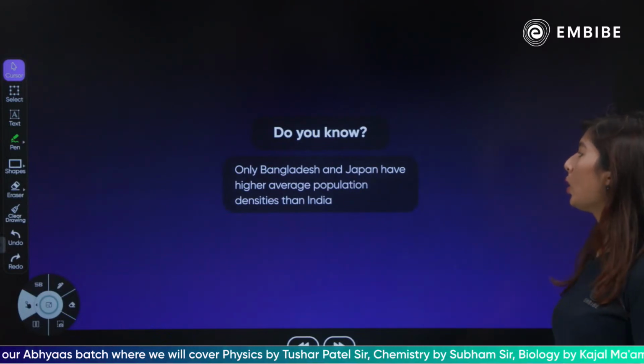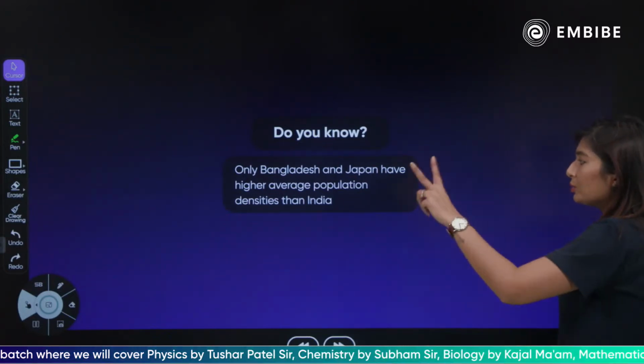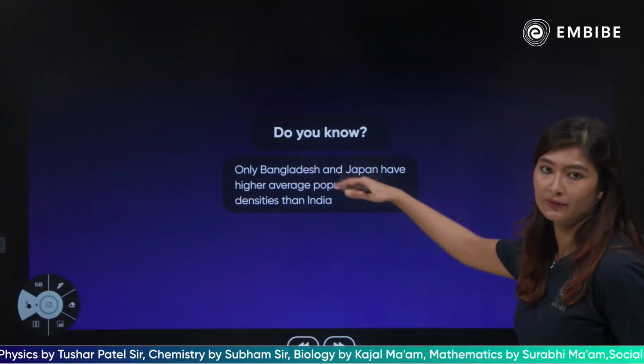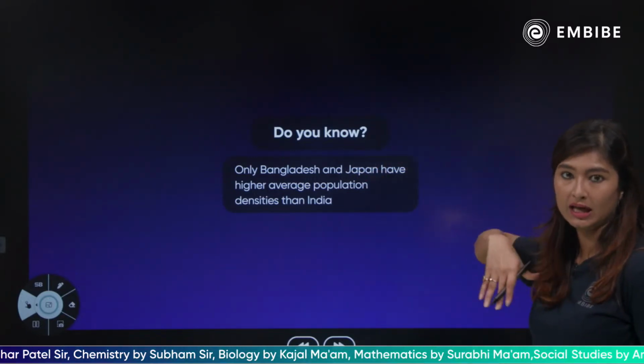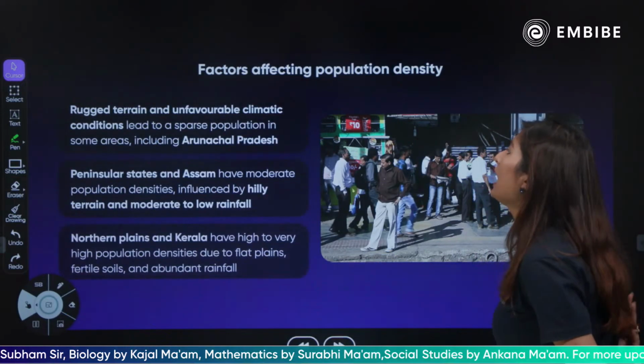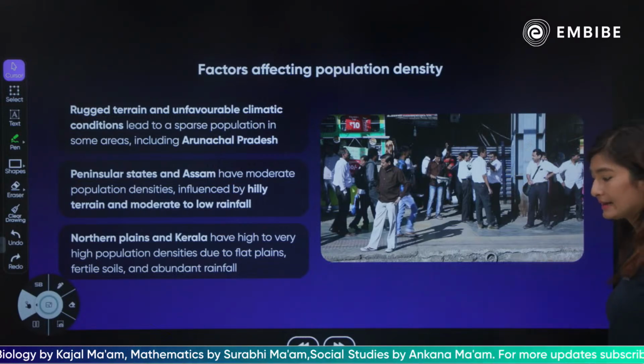ठीक है? So only Bangladesh and Japan are the two countries, you guys, which has a higher average population density than India, which is above 320 per square kilometer of what India has. Otherwise, all the countries are behind us. Okay. Now, factors that affect population density.